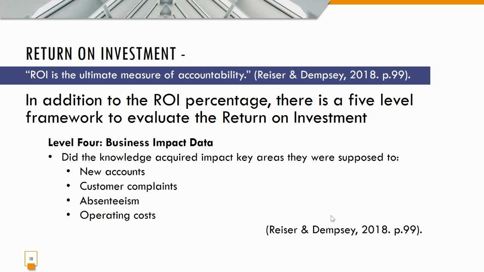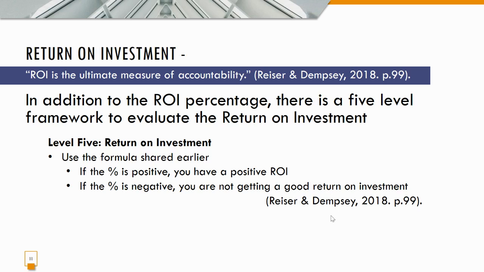That takes us to level 4, which asks the question about business impact data. Did the knowledge acquired impact key areas that they were supposed to, like new accounts, customer complaints, absenteeism, and so on? All of these come from Reiser and Dempsey, 2018. Finally, we come to level 5, and that just goes back to the formula I shared earlier. If the percentage is positive when you calculate the return on investment, then you know that you're doing well. If it's negative, then you're not getting the return on your investment, and you need to look and see how you can change that.